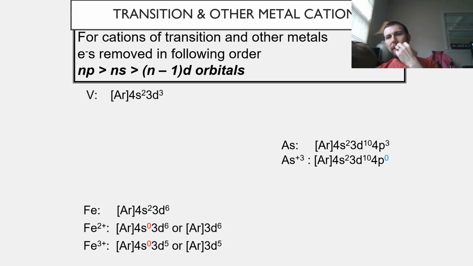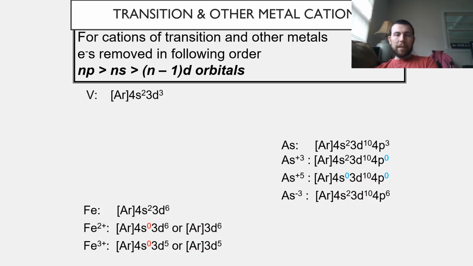So with arsenic, it can form a +3 charge. What happens there is arsenic loses those 3 electrons from its highest occupied p orbital first. Notice we had 4p3 to go to +3, we removed it from the 4p orbital. Arsenic could form a +5 charge. That would mean we would remove it from the 4s orbital. So then we'd be left with bracket argon 3d10.